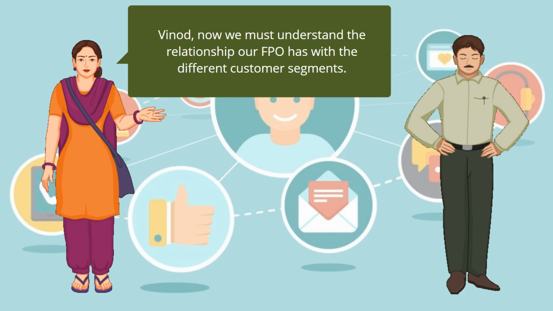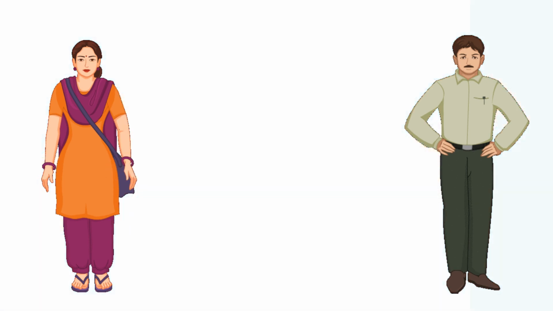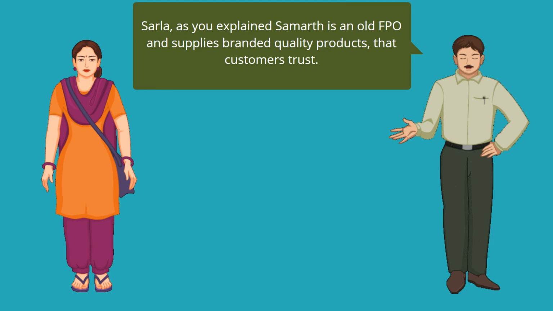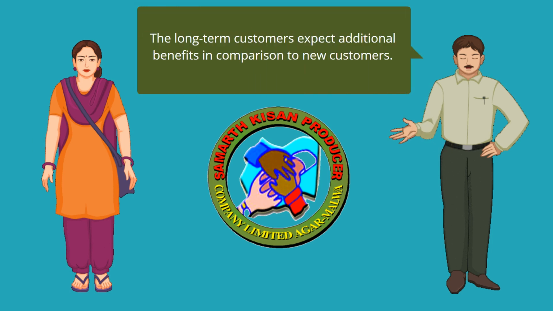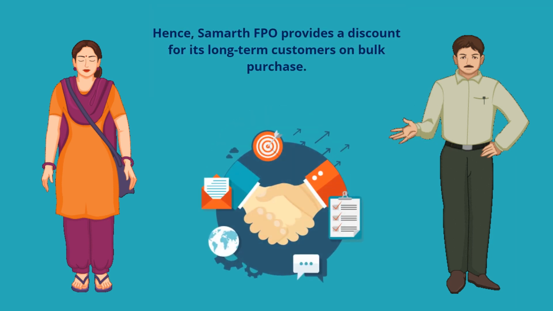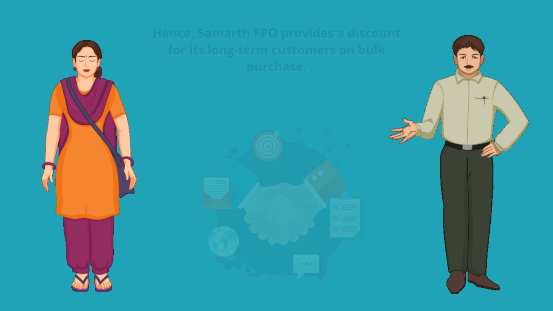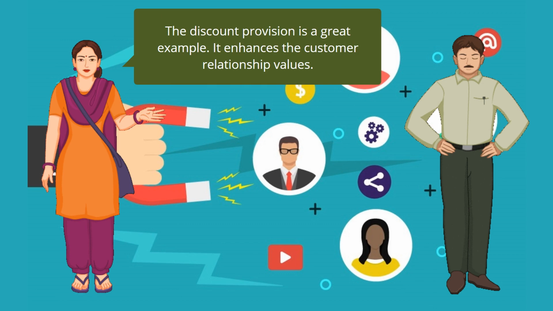Vinod, now we must understand the relationship our FPO has with the different customer segments. Sarla, as you explained, Samarth is an old FPO and supplies branded quality products that customers trust. The long term customers expect additional benefits in comparison to new customers. Hence, Samarth FPO provides a discount for its long term customers on bulk purchase. The discount provision is a great example. It enhances the customer relationship values.